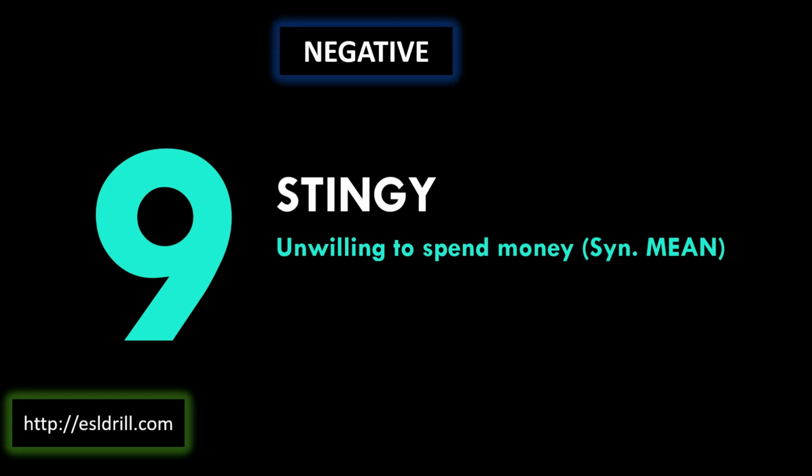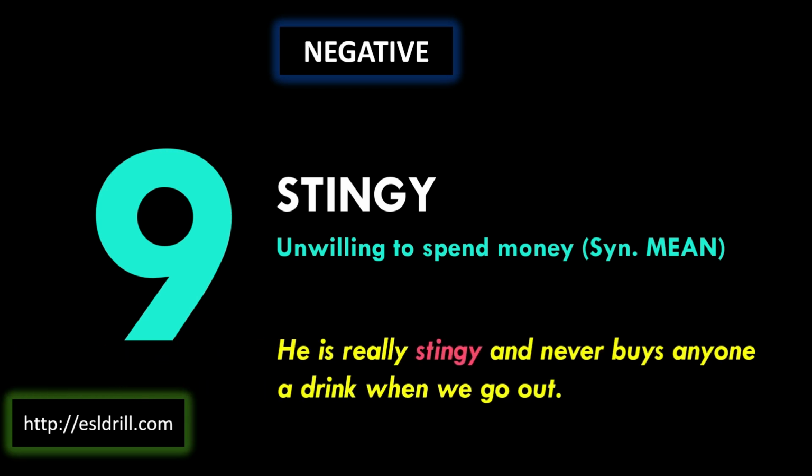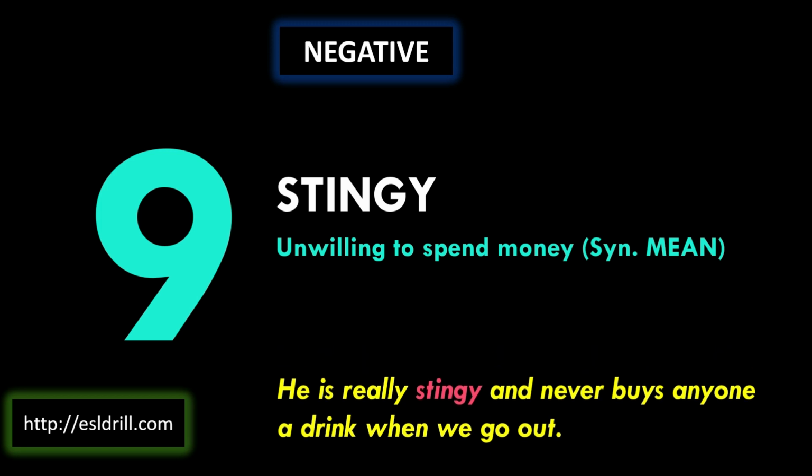Now, let's have an example to understand this better. He's really stingy and never buys anyone a drink when we go out. So it means here he never spends money on buying something for other people. So this is negative. Now number 10.